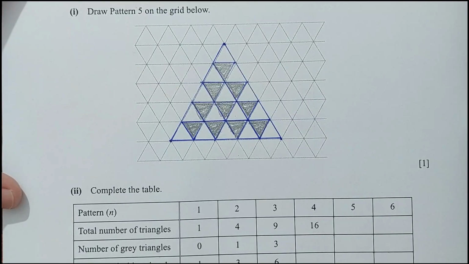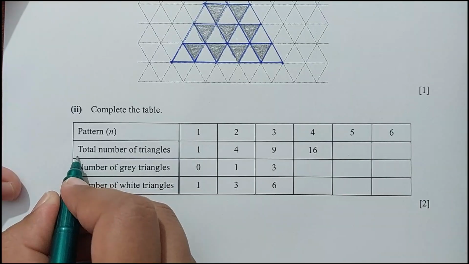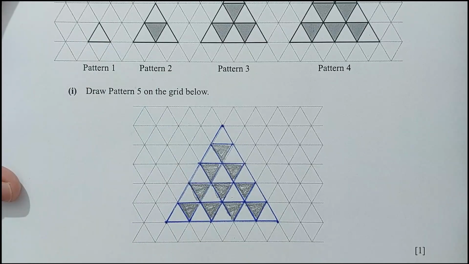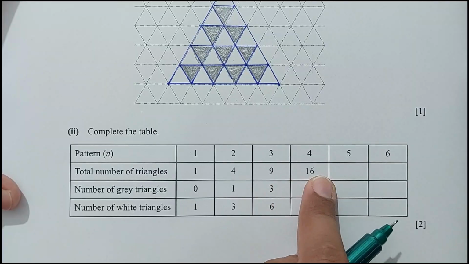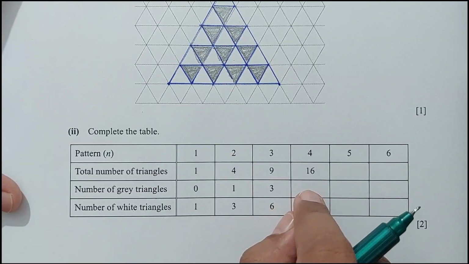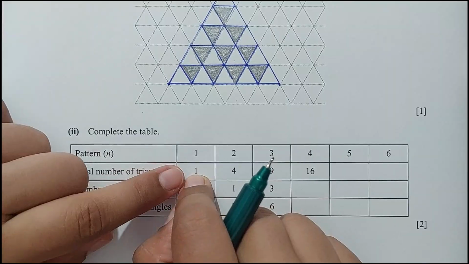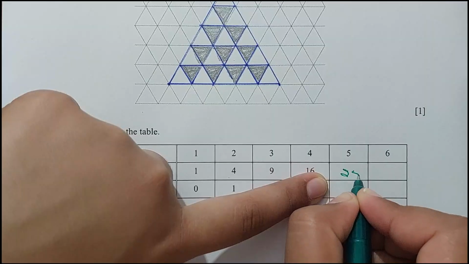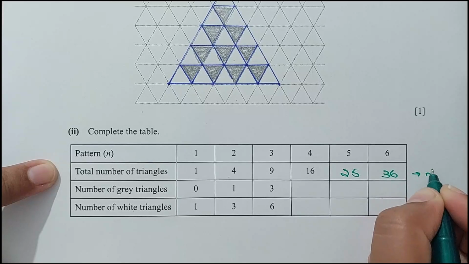All right, so now for the second part, complete the table. Pattern 1, 2, 3, 4, 5, 6. Total number of triangles. How many triangles? For pattern 1 we have 1 triangle. For pattern 2, 1, 2, 3, and 4 triangles. You can see 4, and then 9, and then 16. Okay, if we can check for pattern 4? Okay, 16 triangles. And then for pattern 5, so as you can see, we have 1 square, 2 square, 3 square, 4 square, 5 square is 25, 6 square is 36. So the number of triangles are basically in the form of n square.